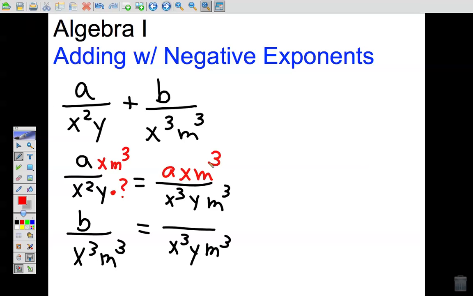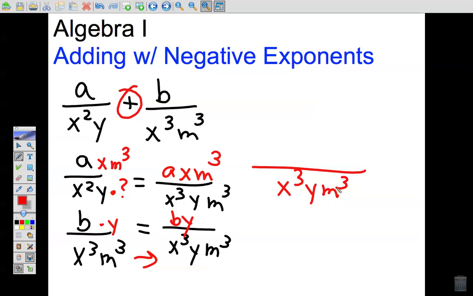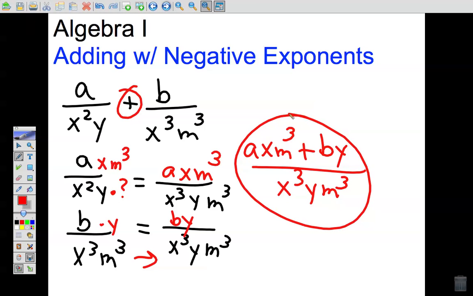Now in the bottom numerator, we ask ourselves, what do I need to multiply x cubed m cubed by to get the x cubed y m cubed? And I'm missing a y, so I've got to multiply the top by y, and we get b y. Now, since we're adding the two fractions, we put it over our common denominator, and then we add our numerators. So we have a x m cubed plus b y. And we're finished. So we found a common denominator and we added them together.